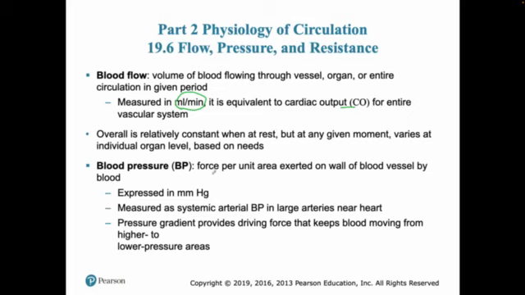Blood pressure is the force exerted per unit area on blood vessels. So if this is your blood vessel, how much pressure is exerted in one unit area, that is your blood pressure, expressed in mmHg. We have learned about this a little bit, right? This is measured as systemic arterial blood pressure, because arteries have the most blood pressure, and if we measure this as close as possible to the heart, we will get the best possible measurement, right?